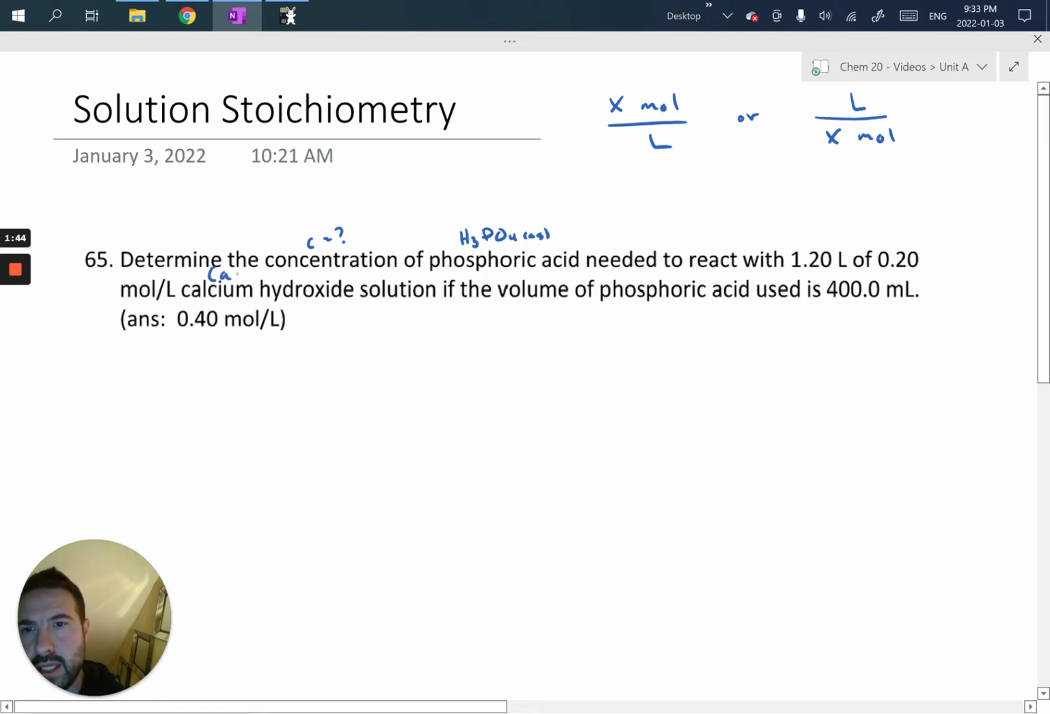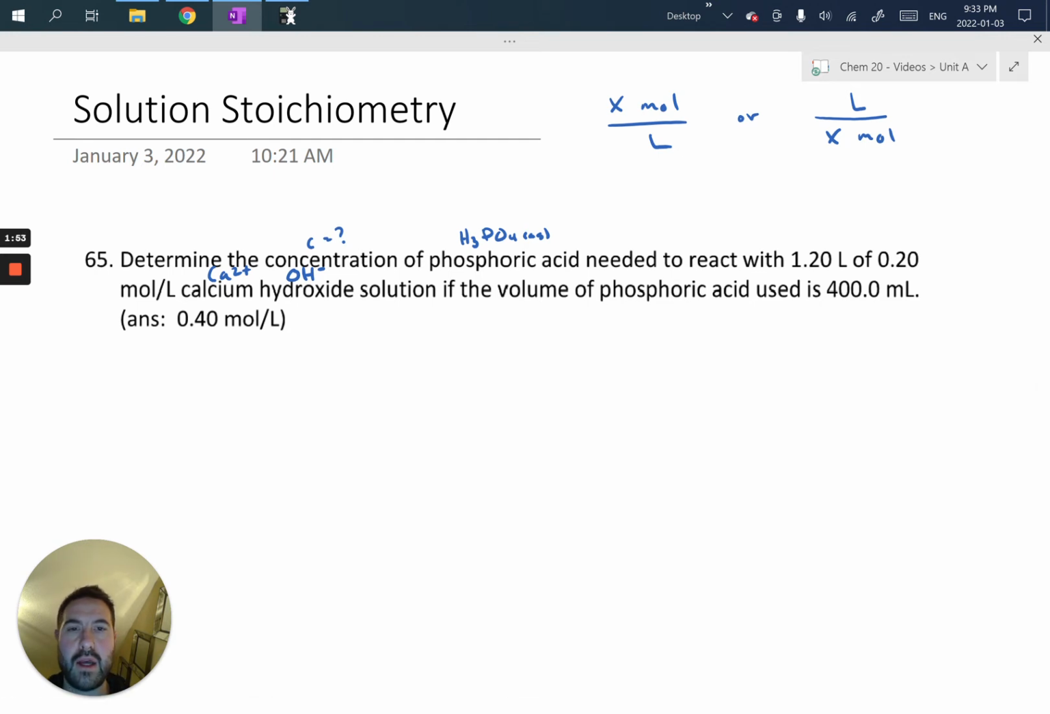So I'm going to have to build calcium hydroxide. It helps me if I know that calcium is a 2+ cation, hydroxide is a 1- anion, a polyatomic ion, and it says the volume of the phosphoric acid used is 400 milliliters.